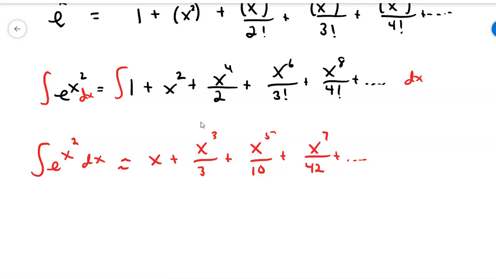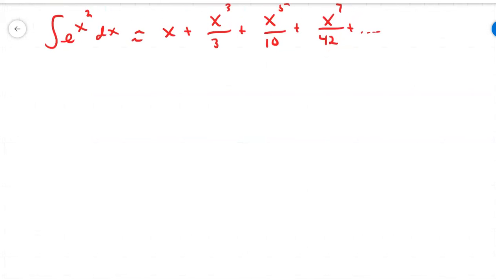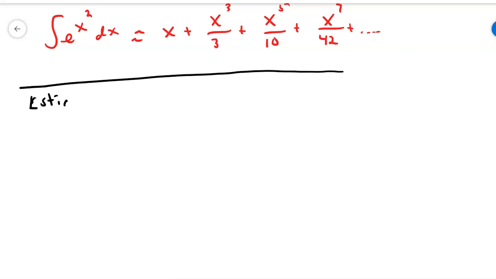All right, let's try a couple more of these approximations just to see if these Taylor polynomials are any good for coming up with approximations. So let's estimate the square root of 14 using a third degree Taylor polynomial.